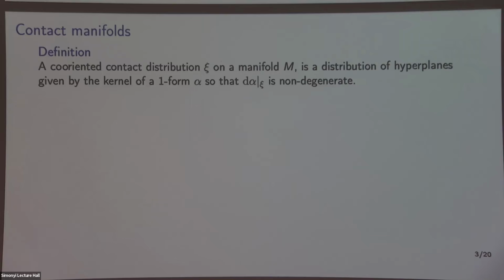In other words, if your distribution of hyperplanes is given by the kernel of a one-form alpha, then the exterior derivative of alpha restricted to this distribution of hyperplanes is non-degenerate. In some sense, d alpha is a symplectic form restricted to the contact distribution. But today the geometric structure we are interested in is the distribution of hyperplanes, not the one-form alpha. So we will look at diffeomorphisms that preserve the contact distribution, but not a specific one-form.